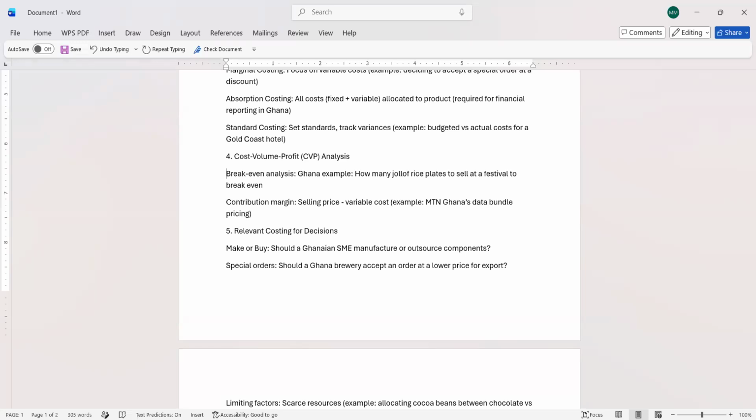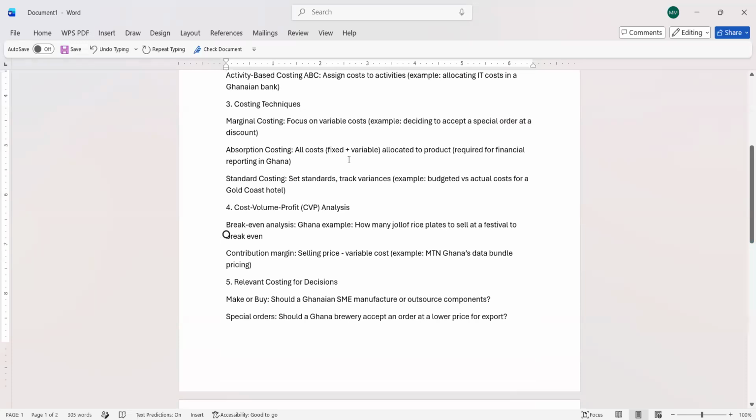Under break-even analysis, you consider what is called contribution margin, whereby contribution is the difference between the selling price of a product and the variable cost of the product. What is contribution? So you also study that one. It's very, very important. So these are some of the CVP techniques we are going to consider.